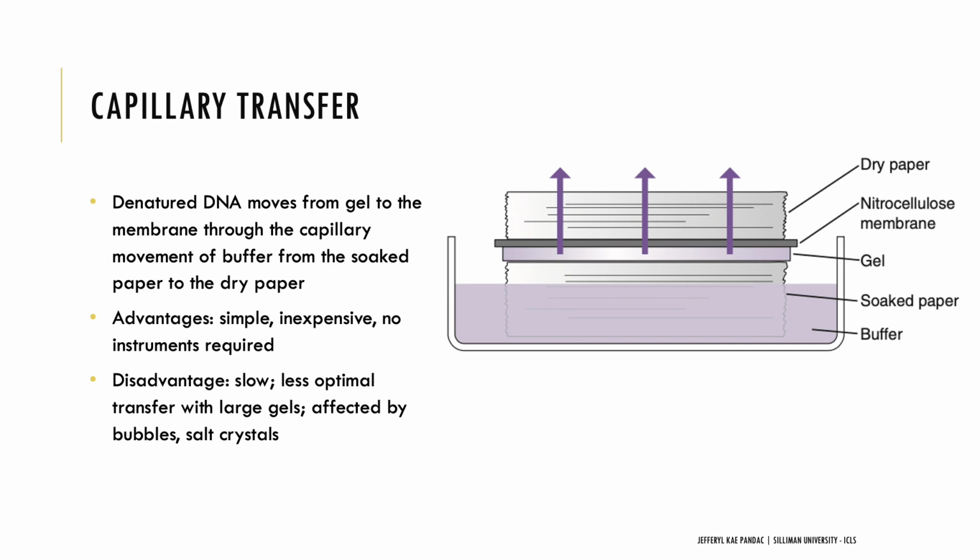There are 3 blotting techniques commonly used at present. These are capillary transfer, electrophoretic transfer, and vacuum transfer. I will first discuss capillary transfer. Driven by capillary movement of buffer from the soaked paper to the dry paper, denatured DNA moves from the gel to the membrane. The DNA will adhere to the membrane, which will subsequently be exposed to the probe. Capillary transfer is simple, inexpensive, and can be performed in the absence of any instrument. However, this technique is slow and can give less optimal transfer when using large gels.